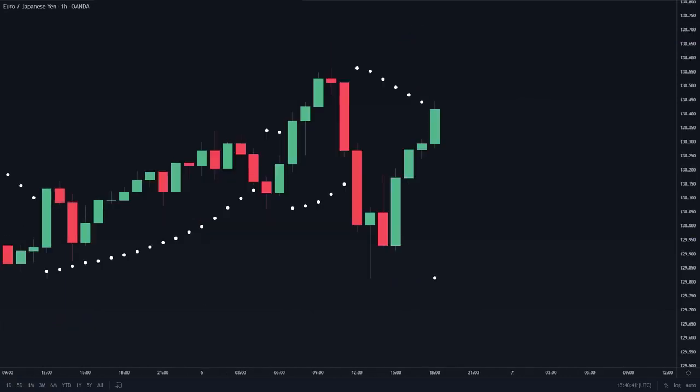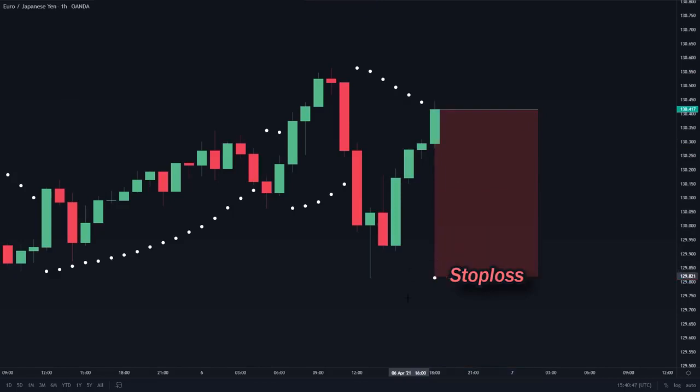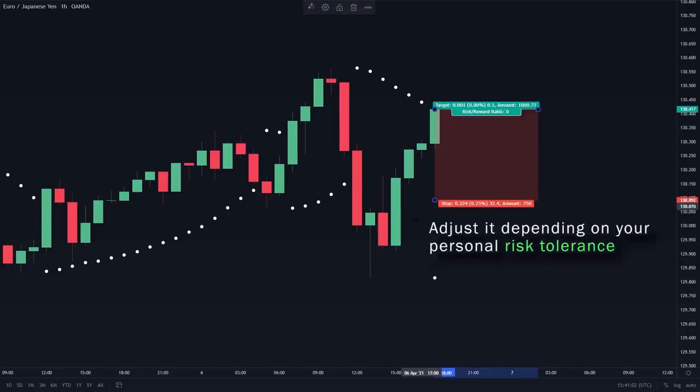Now, there are times where the parabolic SAR is placed too far from the candle. Like in this example, here we can see that the parabolic SAR is positioned way below the candle, meaning if you set your stop loss all the way down here, you'll be risking a huge amount if the trade ends up being a loss. And so if you think that a stop loss is placed way too far like this, you can just adjust it depending on your personal risk tolerance.